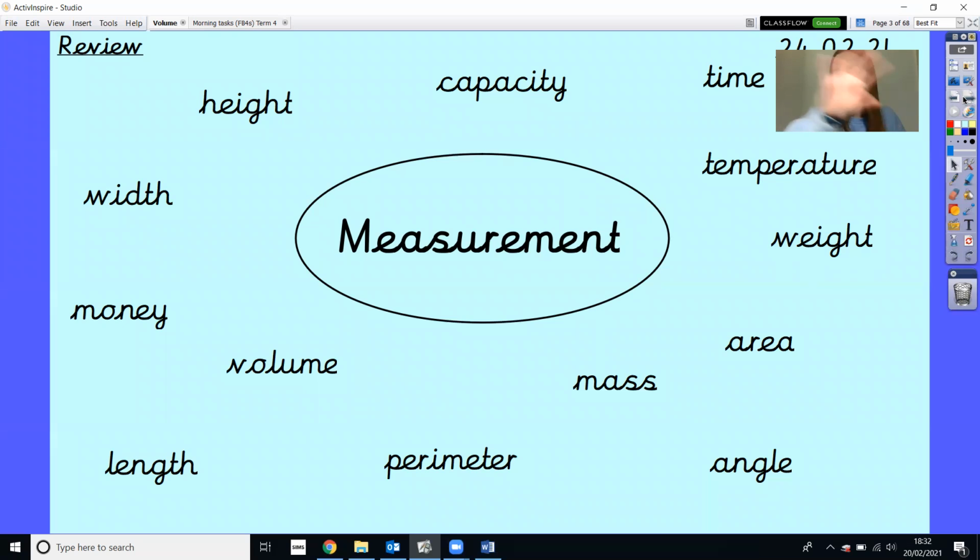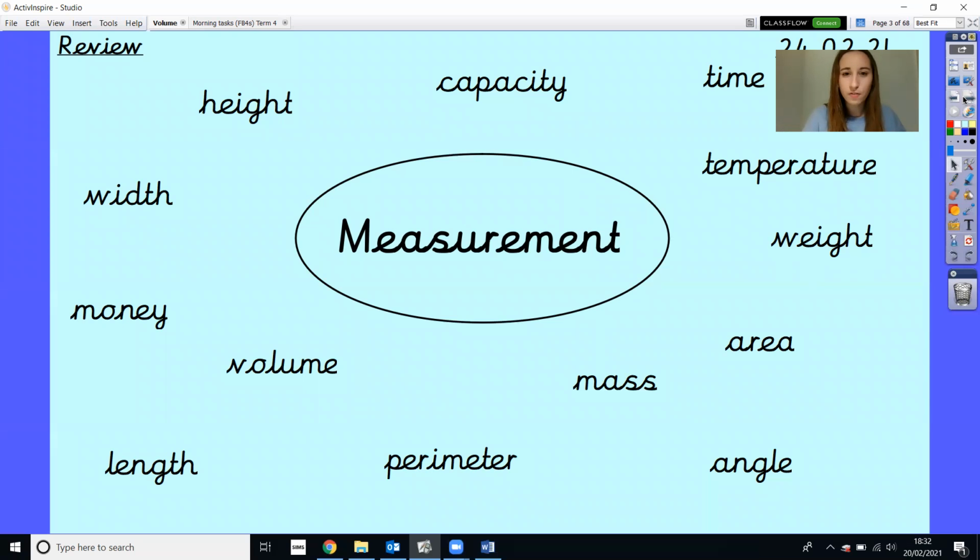I've put a bunch of different words on the screen for you that all link with measurement in some way. What I want you to do to begin with is not to write anything down, but to spend some time having a little think to yourself, or perhaps talking to somebody else if there's somebody with you, about the language that I've put on there.